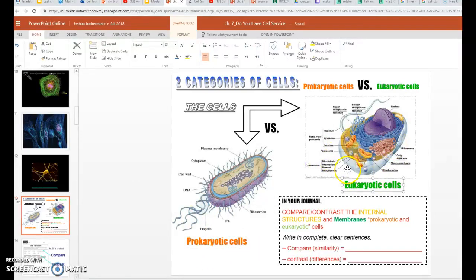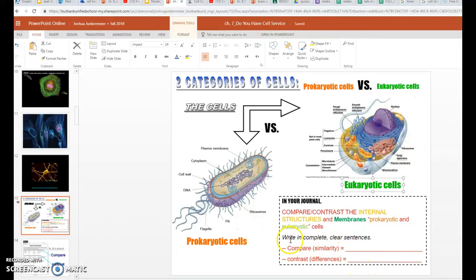Now, we also have eukaryotic cells. Our cells are eukaryotic. Let's see, can you compare and contrast? Can you find something similar about them? And can you find something different about them?